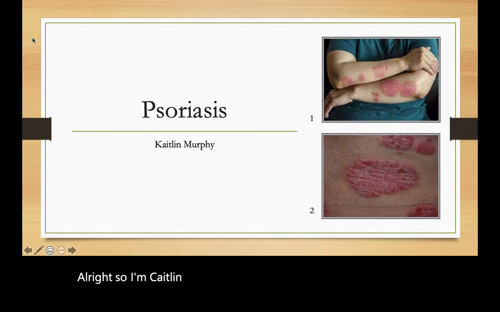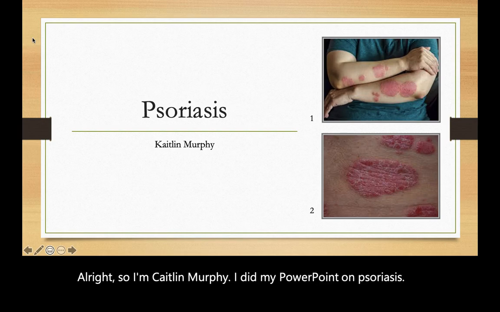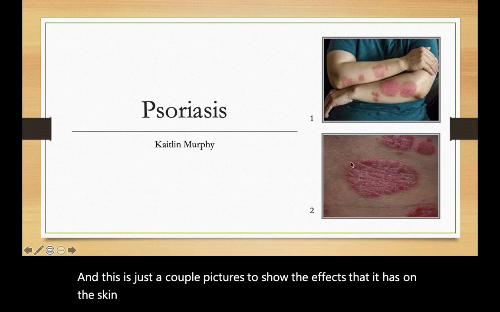I did my PowerPoint on psoriasis, and this is just a couple pictures to show the effects that it has on the skin. So, very dry, red, inflamed, and cracked.